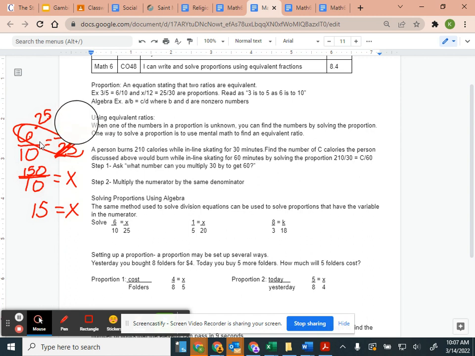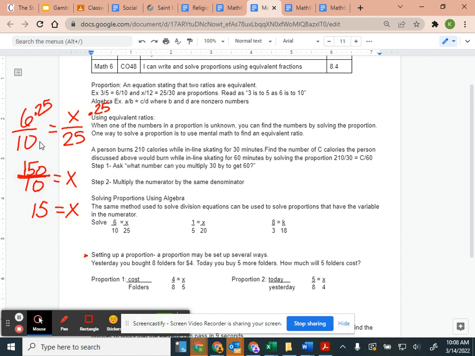So what it was, Peyton? It was 6/10 equals x over 25. So your first step was multiply by 25. And then you divided by 10. So when we are setting up our proportions, you have to make sure your measurements are consistent. So let's look down here. Setting up a proportion may be set up several ways.